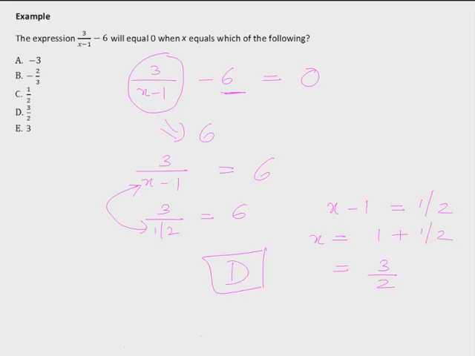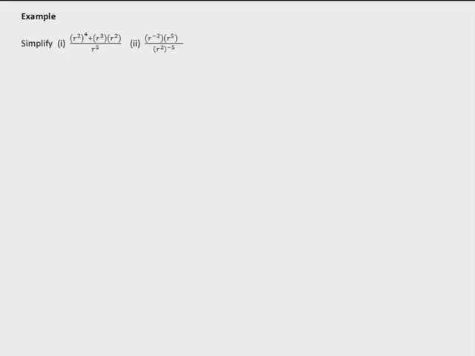If you find solving this equation complicated, just substitute values one by one and something will work. Simplify. 1. R square raised to 4 plus R cube into R square upon R raised to 5.